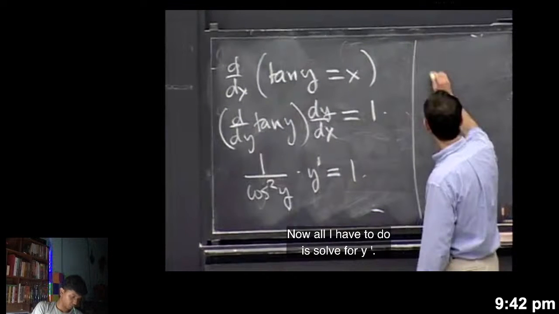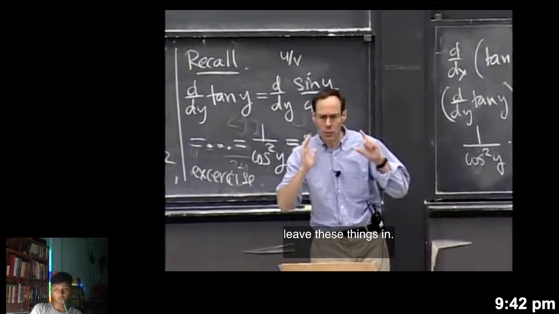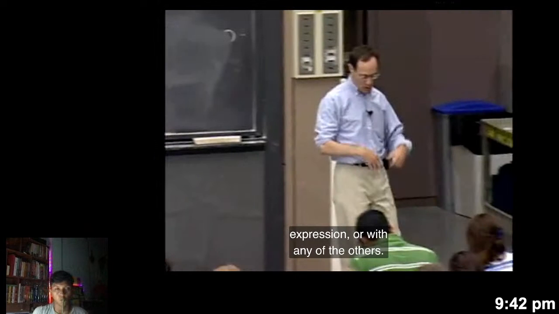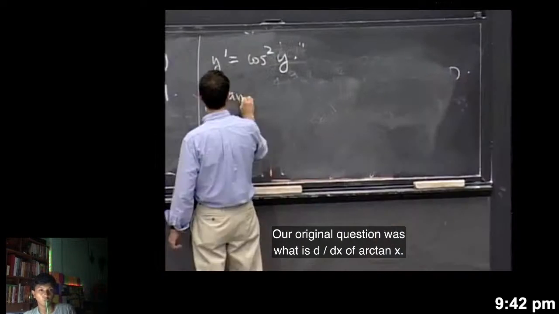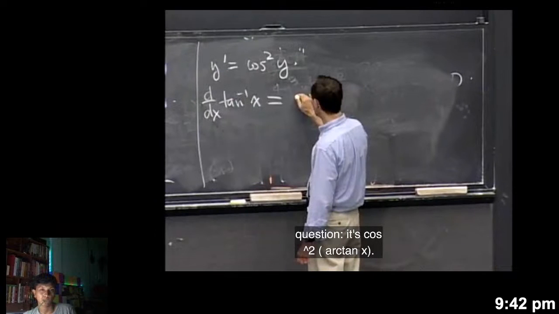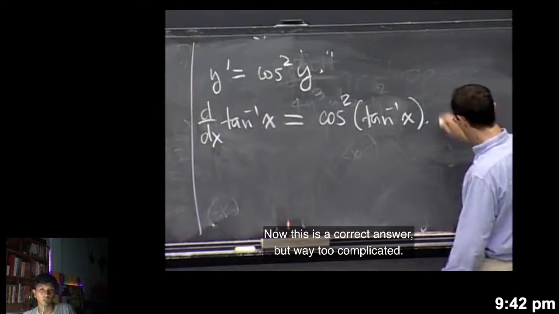Unfortunately, this is not the form that we ever want to leave these things in. Again, this is the same problem we had with that ugly square root expression or with any of the others. We want to rewrite it in terms of x. Our original question was, what is d by dx of tan inverse of x? So far, we have the following answer: it's cosine squared of tan inverse x. Now, this is a correct answer, but way too complicated.